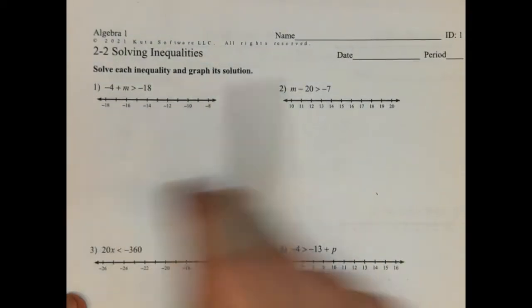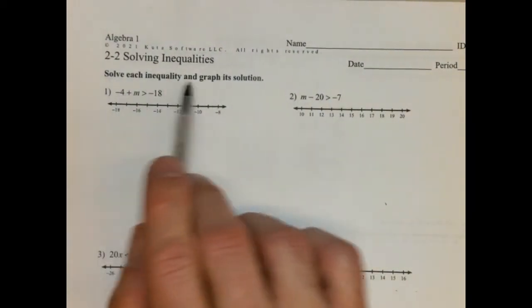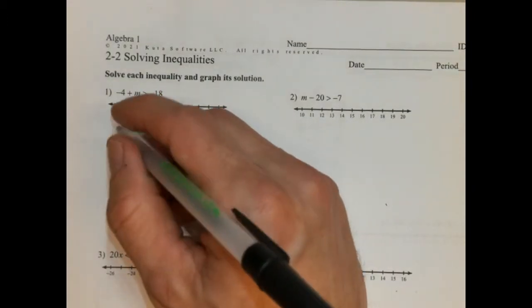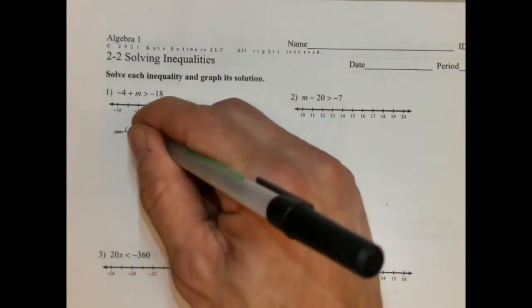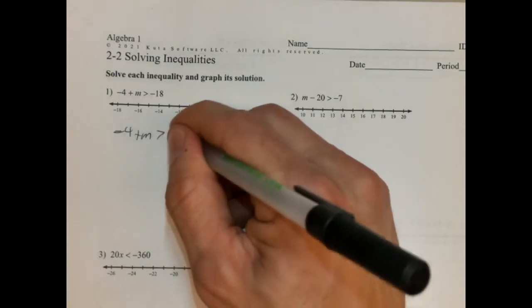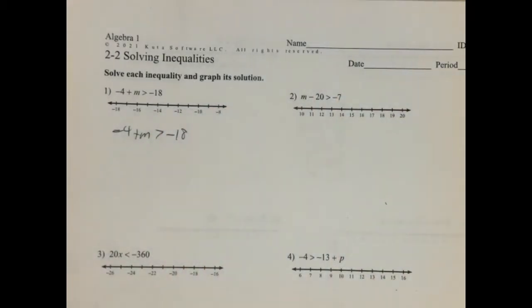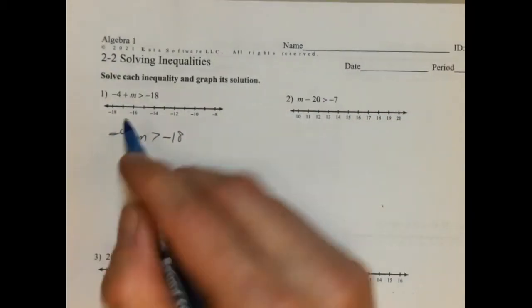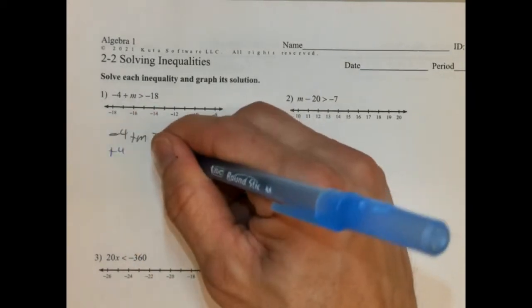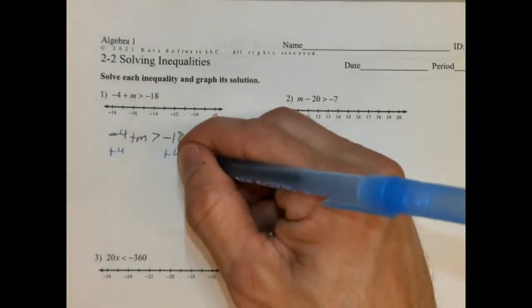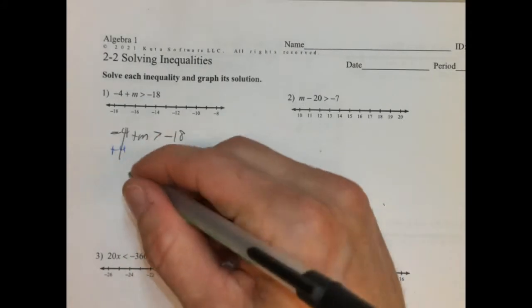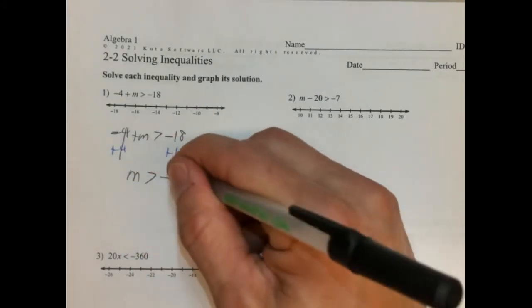One thing I'd recommend, if you're writing this down or if you printed this up, is to rewrite the inequality below the number line, which is what I'm going to do each time. So negative 4 plus m is greater than negative 18. We're going to get m by itself by getting rid of this constant, so we're going to add 4 to both sides. There we go. So m is greater than negative 14.